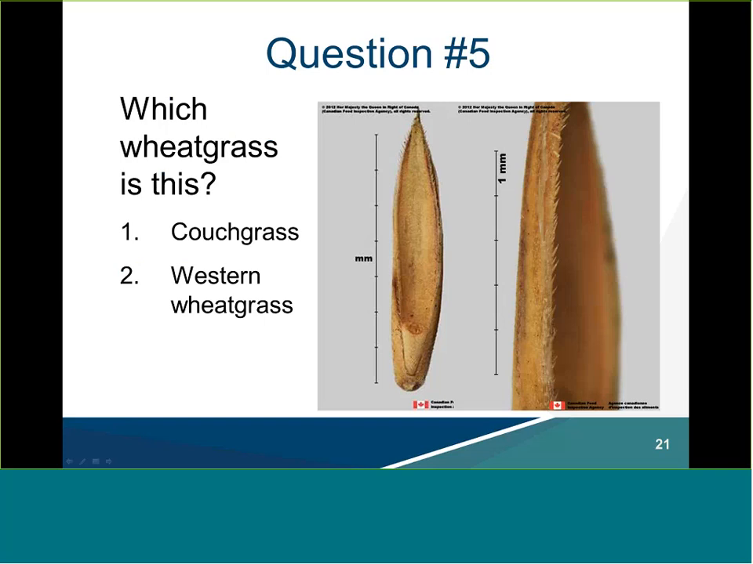Second question, which wheatgrass is this? Let's take a look at our information points. Those palea teeth stand out. They look kind of long and short mixed together, closely packed. And that wedge-shaped rachilla definitely stands out to me. And overall dull looking. Western wheatgrass, right on. All right. Okay, moving along.